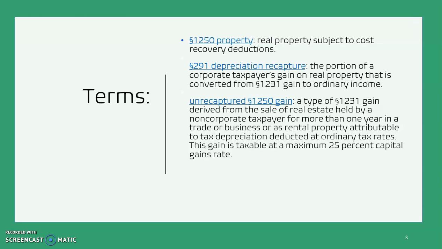First, I'd like to go over a few terms. Section 1250 property is real property subject to cost recovery deductions. Section 291 depreciation recapture is the portion of a corporate taxpayer's gain on real property that is converted from Section 1231 gain to ordinary income. Unrecaptured Section 1250 gain is the type of Section 1231 gain derived from the sale of real estate held by a non-corporate taxpayer for more than 1 year.